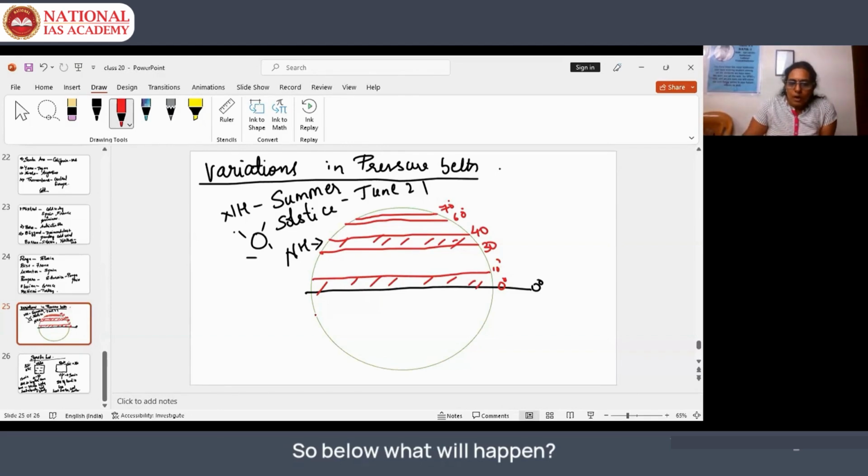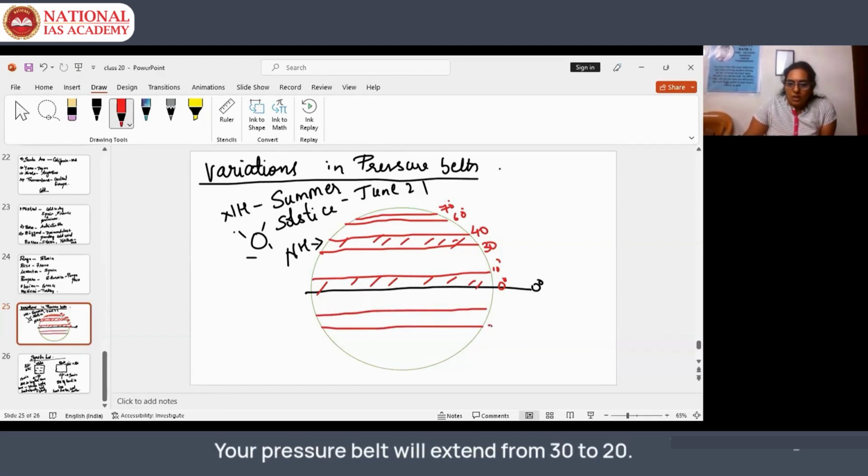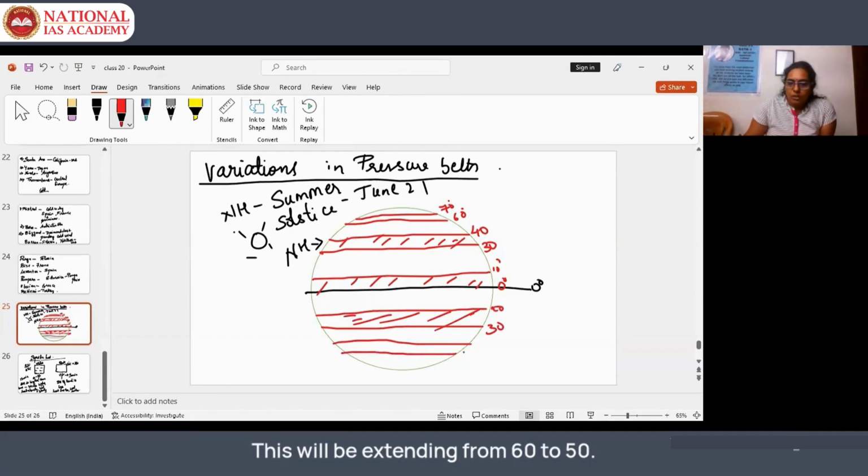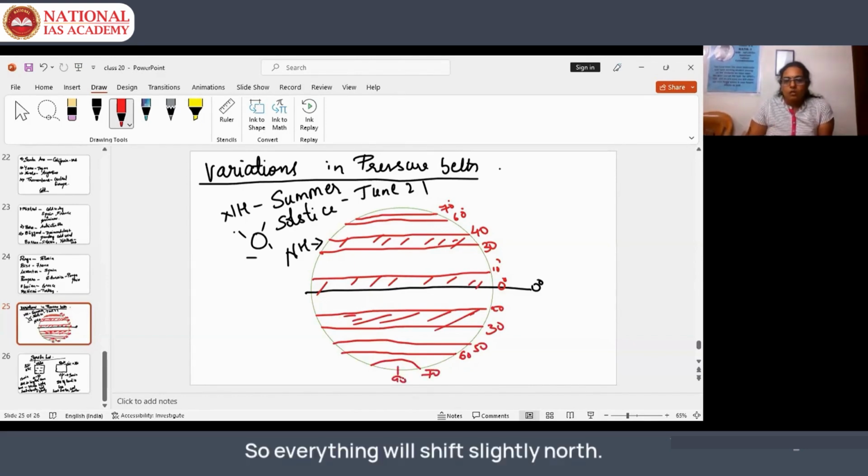So below what will happen? Your pressure belt will extend from 30 to 20. That also has shifted north. This will be extending from 60 to 50. And this will extend from 70 to 90. So everything will shift slightly north.